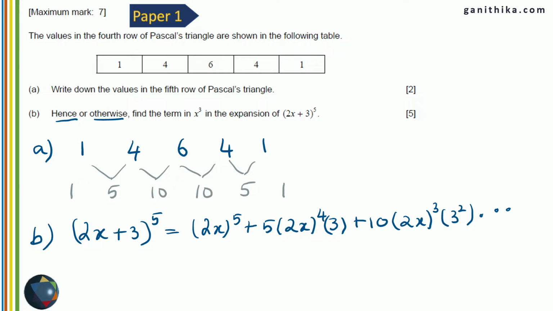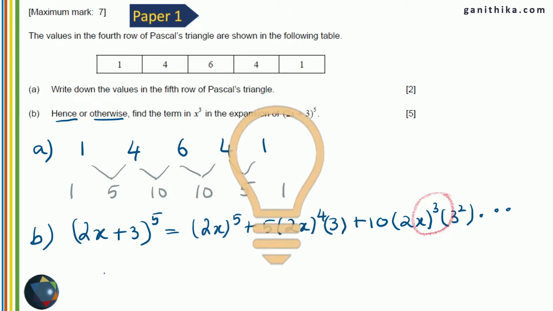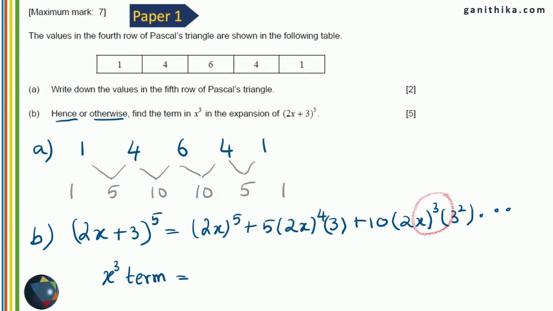What you need to note here is I'm not going further with the expansion. All I need to have is x cube term, right? So I'll stop here and I don't write the remaining terms in the expansion. You don't have to waste your time writing all the terms here because you need just x cube term. So extracting all the coefficients of x cube now, 10 is there. 2x the power of 3, which means 2 power 3 x power 3, write them separately in the answer, and then you have 3 square.